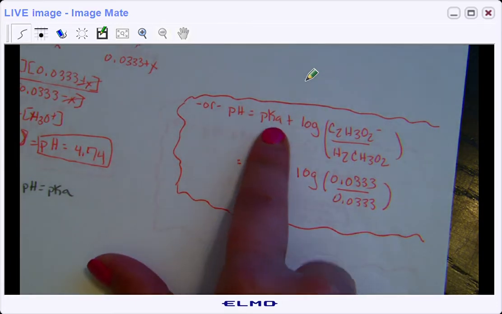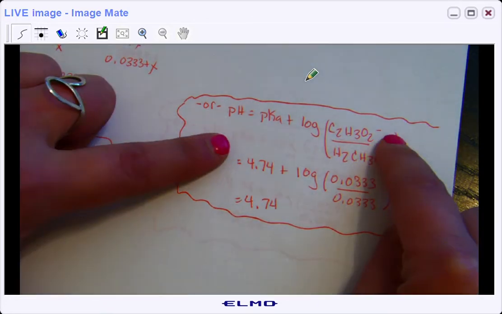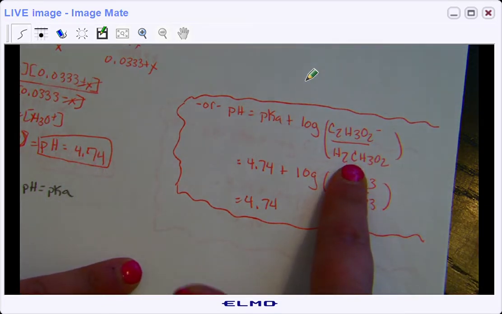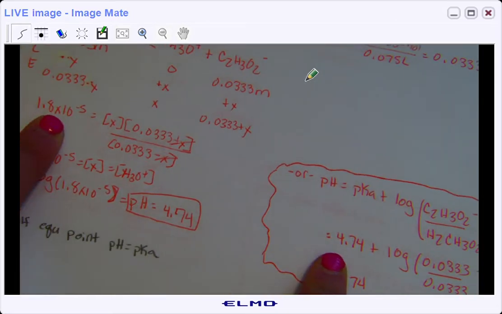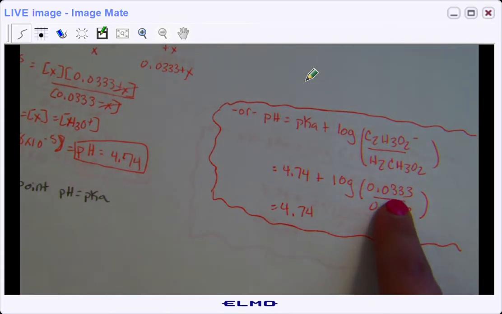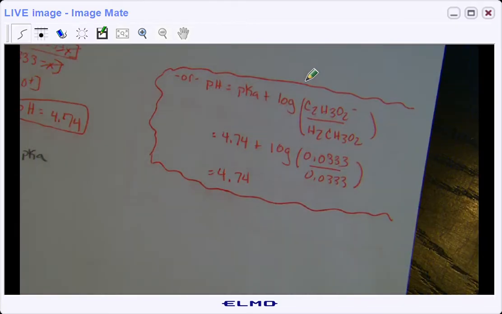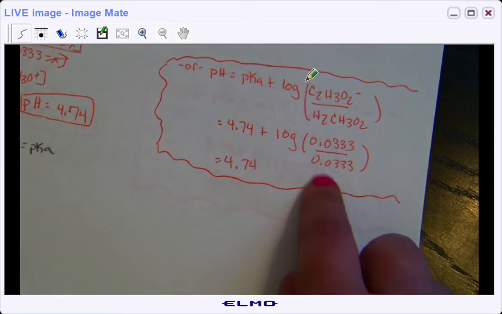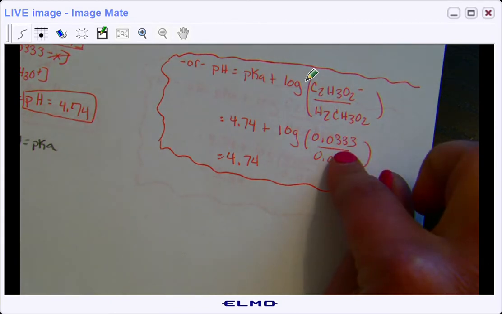So our pH equals pKa plus the log of our conjugate base over the acid. Our pKa, the negative log of this Ka value, is 4.74, plus the log. Now at the half equivalence point, what do we notice? The concentration of the acid equals the concentration of the conjugate base. So when we have the log of 1, that essentially no longer is a thing, right? Because anything divided by itself is 1.